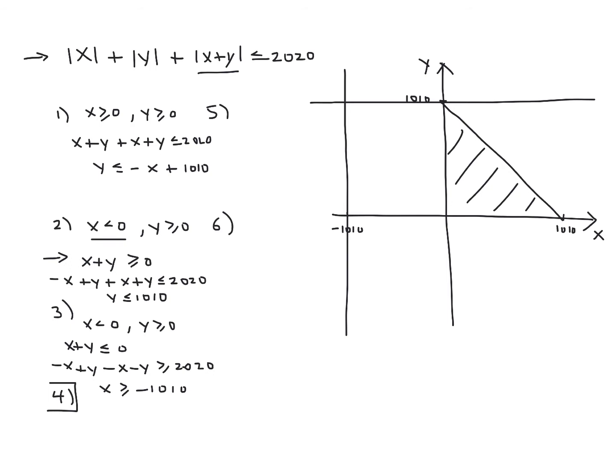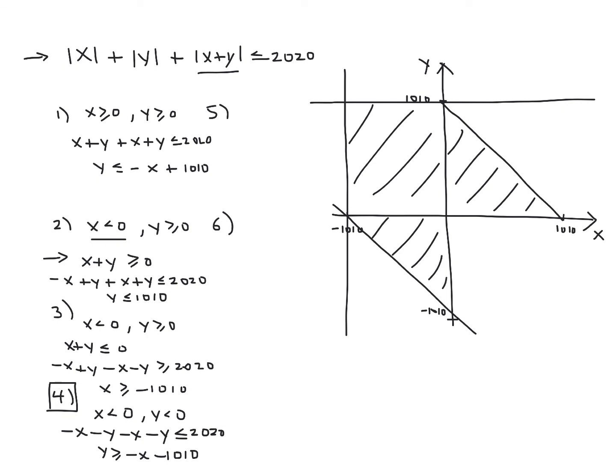Okay, moving right along. Number 4, this is when they're both less than 0, y and x. That makes this minus x minus y minus x minus y less than 2020. And therefore, when you isolate for y, you get y is greater than or equal to minus x minus 1010. And that would be, so when x is 0, y is minus 1010. So down here somewhere. And when x is minus 1010, you get 0, so it'll be this line here. Okay, so let's just fill in.